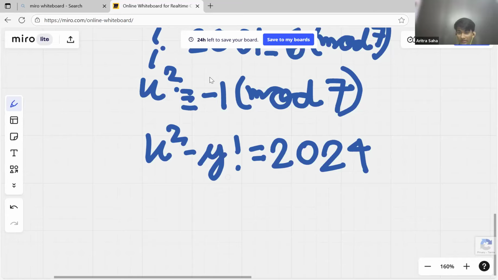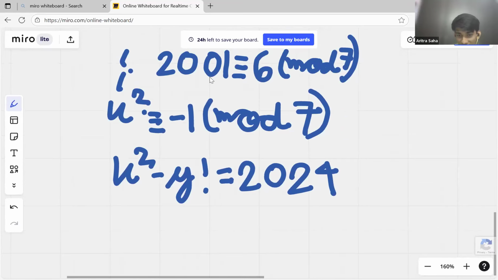So 2024 is 2 mod 3, which is minus 1 mod 3. And y factorial, for y greater than or equal to 3, is 0 mod 3. So x square equals 2 mod 3, which is a direct contradiction. Yeah, mod 3 works. Anyways, I have a good problem.